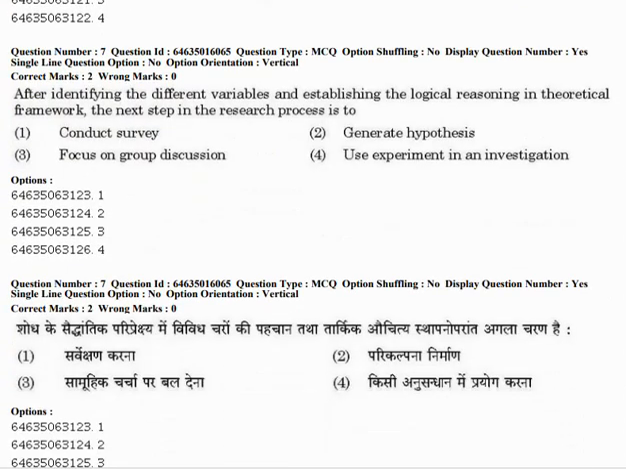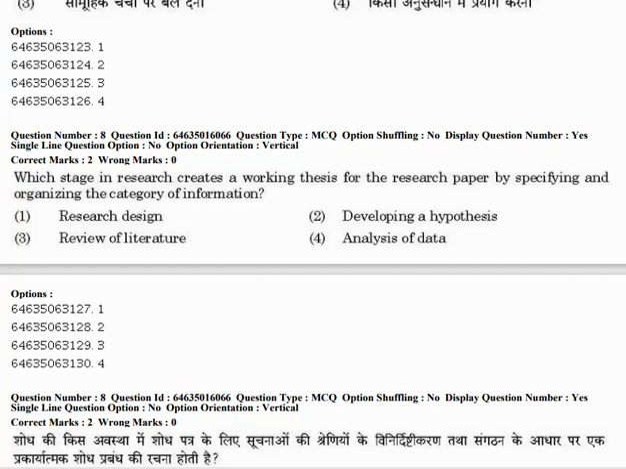After identifying different variables and establishing the logical reasoning in the theoretical framework, the next step in the research process is to generate a hypothesis. Second, which stage in research creates the working thesis for the research paper by specifying and organizing the category of information? Research design, developing a hypothesis, review of literature, and analysis of data. The correct answer is review of literature.